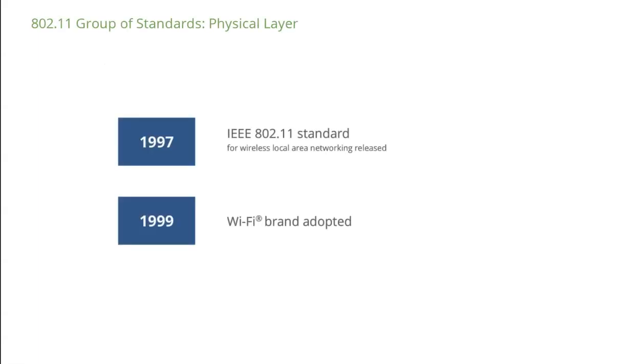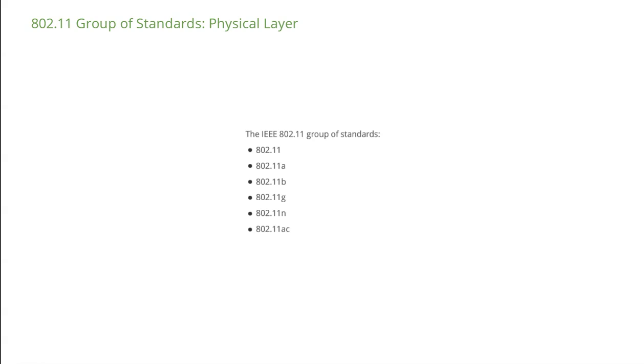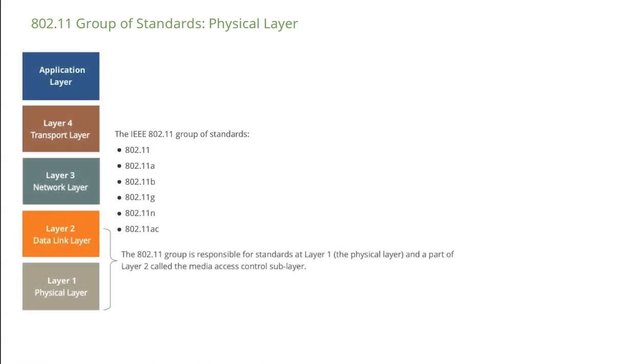Now let's look at the standards that enable wireless LANs. Wireless LAN technology dates back to the 1970s. However, widespread use of wireless LAN technology was prompted by the adoption of IEEE 802.11 standards in the late 1990s. In addition to the original standard, many extensions have been added over the years. We can refer to them collectively as the 802.11 group of standards. The 802.11 group is actually only responsible for standards at Layer 1, the physical layer, and a part of Layer 2, called the Media Access Control sublayer.